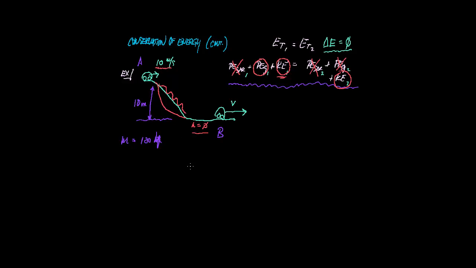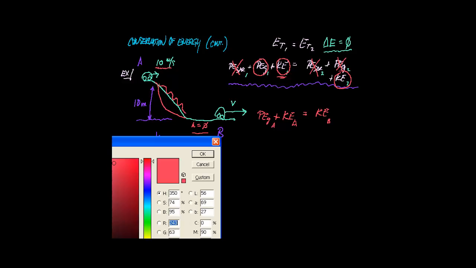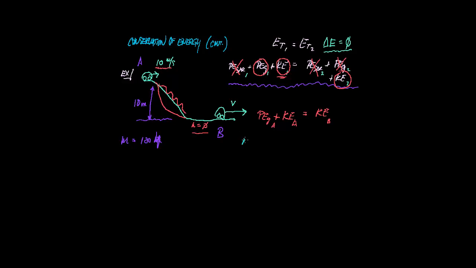So when we write that equation out, it's going to look like this. Potential gravity at A plus kinetic at A equals all the kinetic happening at point B. And there's really your whole equation. Now we just have to put it together, so it's going to be mgh at A plus half mv squared at A has to equal half mv squared at B.